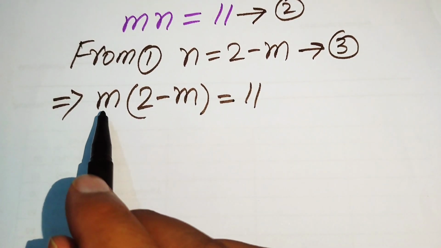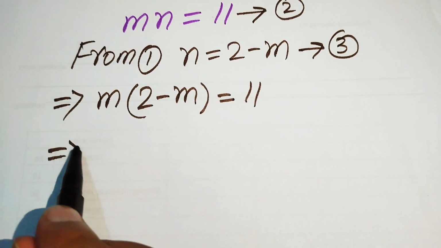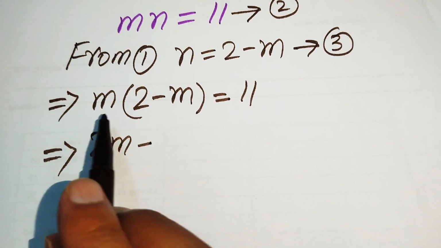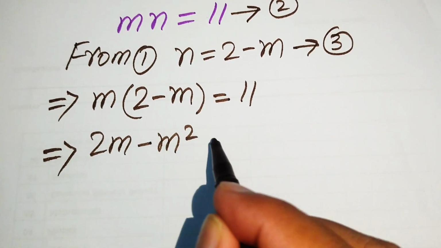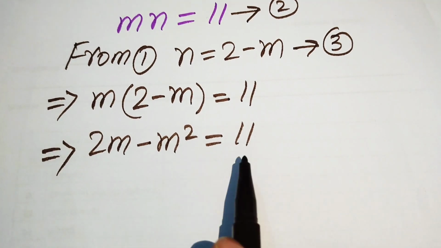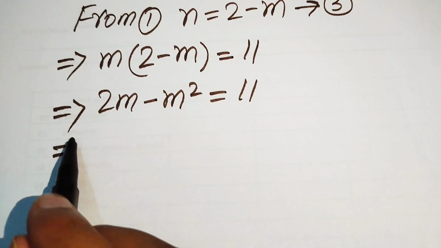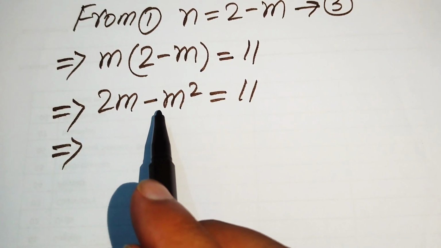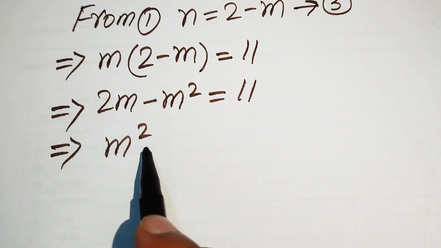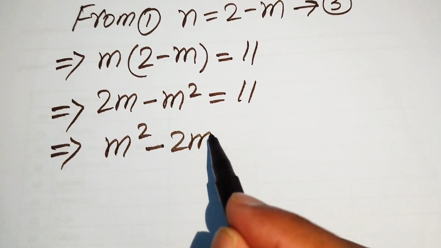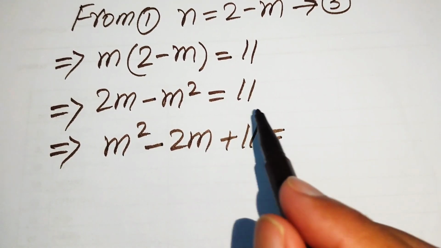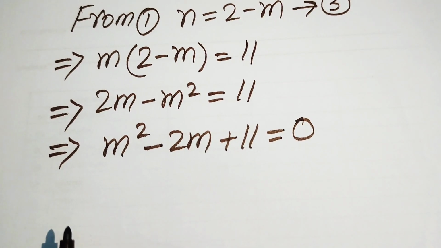Now in the next step we multiply this m on both of these terms, and it will be written as 2m minus m square equals 11. Now we move both of these two terms to the right hand side. So this is minus m square; when we move it to the right hand side, it will be written as plus m square, and this is plus 2m; when we move it, it will be written as minus 2m, and this is plus 11, already placed in the right hand side, and this whole equation equals 0.